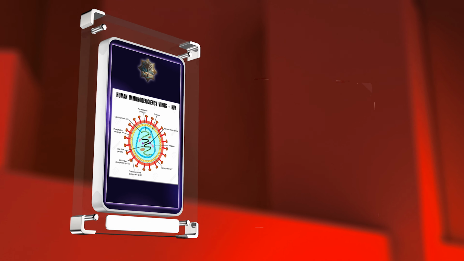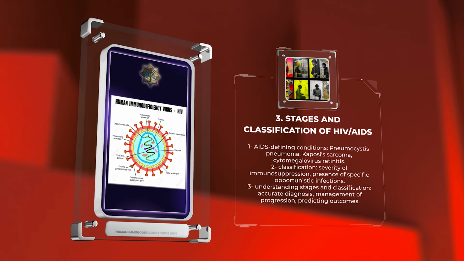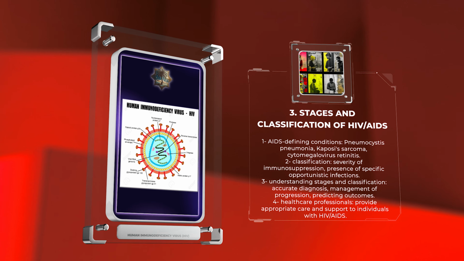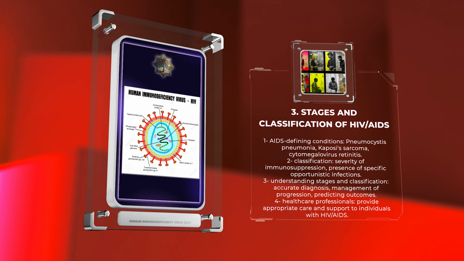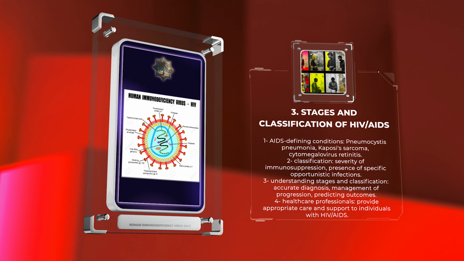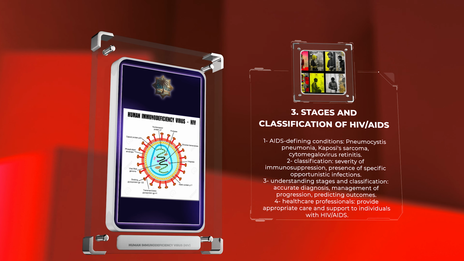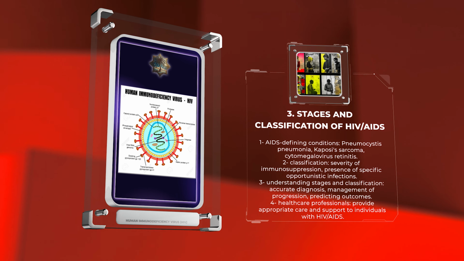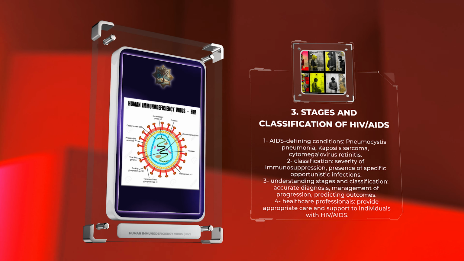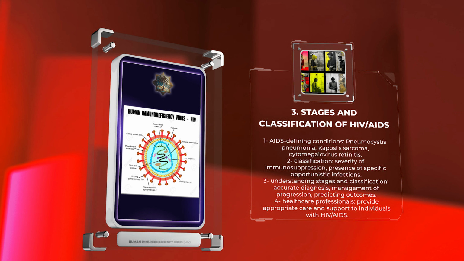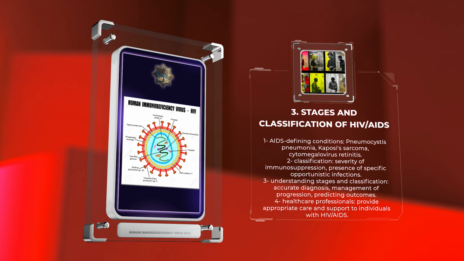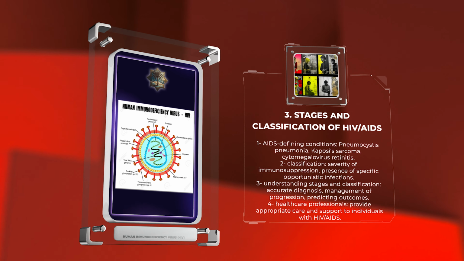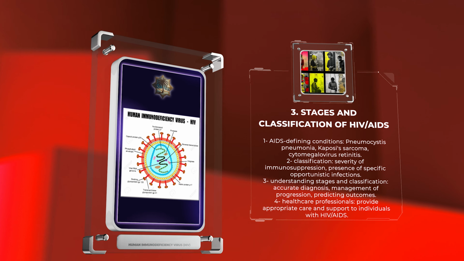Examples of AIDS-defining conditions include pneumocystis pneumonia, Kaposi's sarcoma, and cytomegalovirus retinitis. The classification of HIV/AIDS is based on the severity of immunosuppression and the presence of specific opportunistic infections. This classification system helps guide treatment decisions and prognosis. In conclusion, understanding the stages and classification of HIV/AIDS is crucial for healthcare professionals as it aids in accurately diagnosing the disease, managing its progression, and predicting outcomes. By recognizing the distinct features of each stage, healthcare professionals can provide appropriate care and support to individuals with HIV/AIDS.